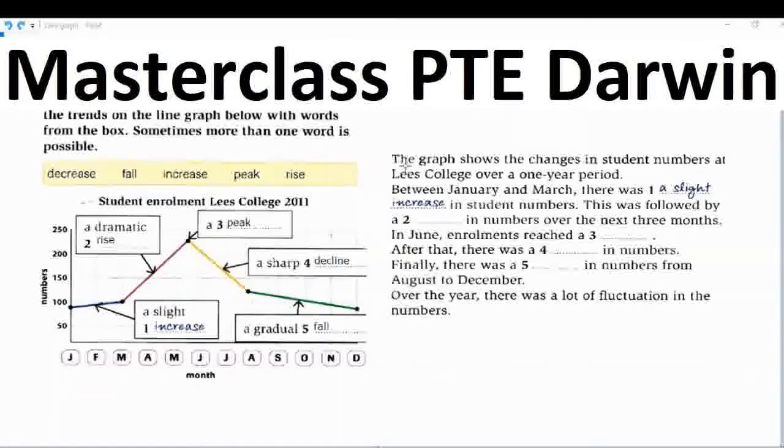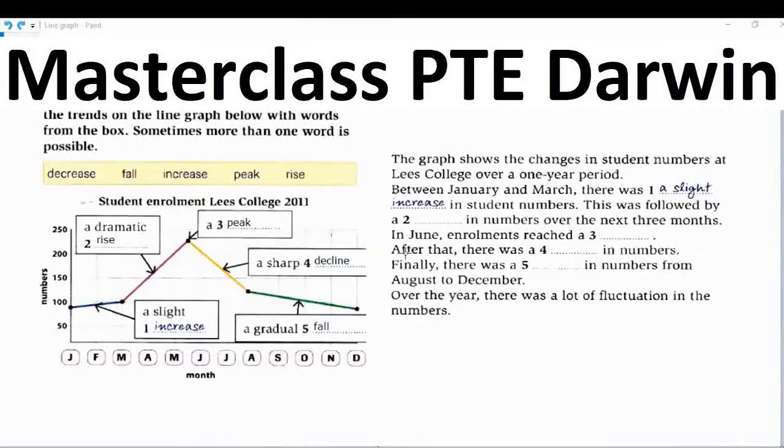Okay, so we made the introduction. Normally we need another line describing the general trend, what we can see. The general trend is that early in the year, student numbers rise, and later in the year, student numbers decline. We can add another line saying that, but because it's our first class, I'm not making it complicated. So this is a simple introduction.